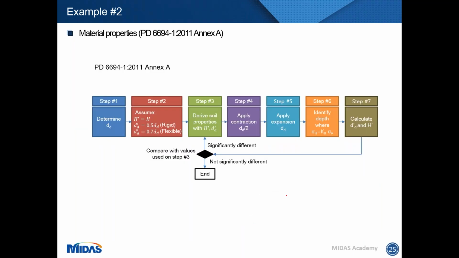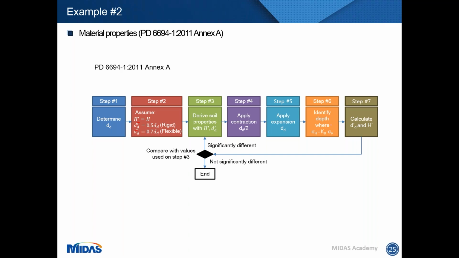What I'm going to do is use the method explained in PD 6694 Annex A, which is an iterative process where first you define a starting point for the expansion of the deck. With this value, you assume initial values for the D and for the H. You use these values to derive soil properties. And when you have derived the soil properties, you apply a contraction first, half of the thermal movement, and then an expansion for the whole thermal movement.